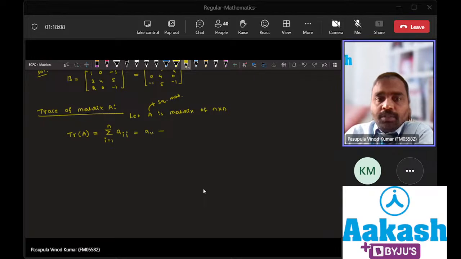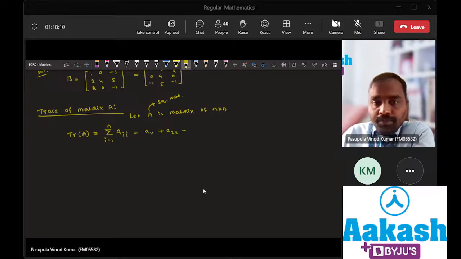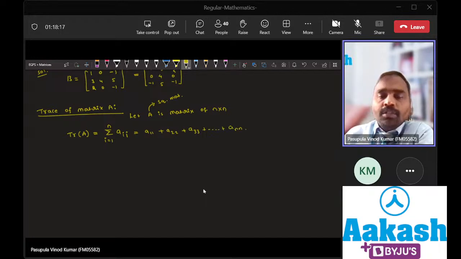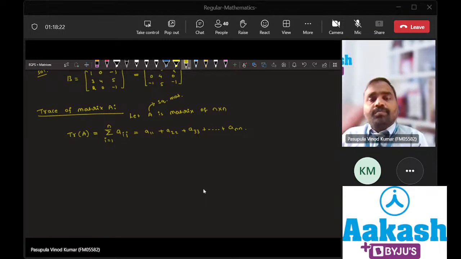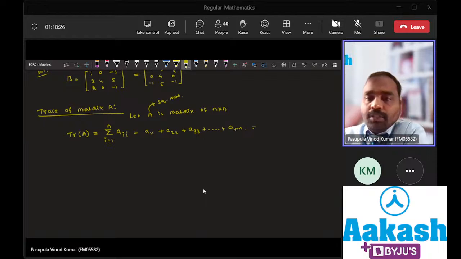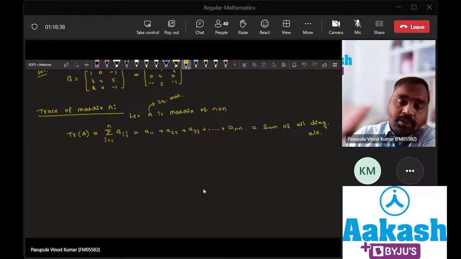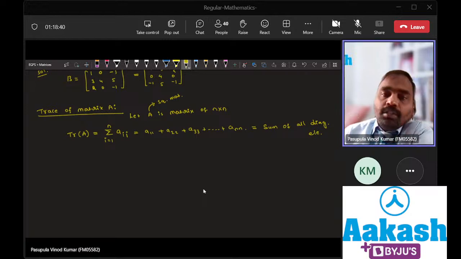This is A11 plus A22 plus A33 and so on up to Ann. So these are all which kind of elements in the matrix? Diagonal elements. So trace of matrix A is nothing but the sum of all diagonal elements. Do you understand, everyone? Yes, sir. Right.